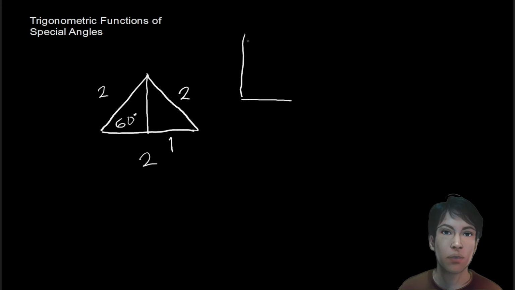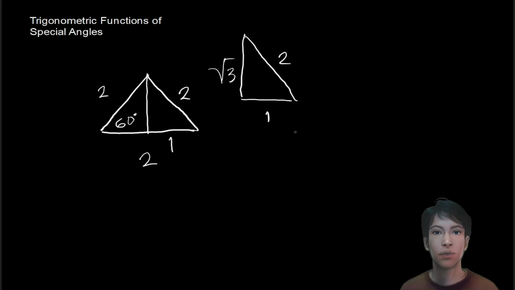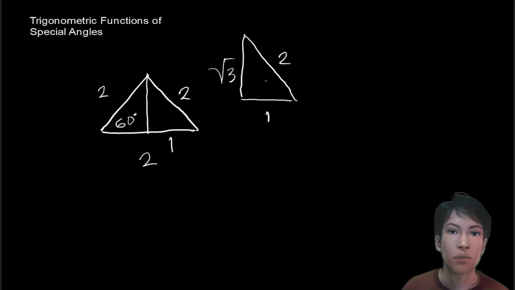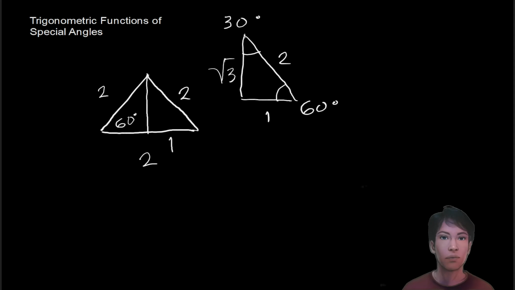Over here, and then this one. Okay, so this is 1, 2, and applying the Pythagorean theorem, solving for the height of the triangle. This gives you square root of 3. So this is 60 degrees. And this is 30 degrees.